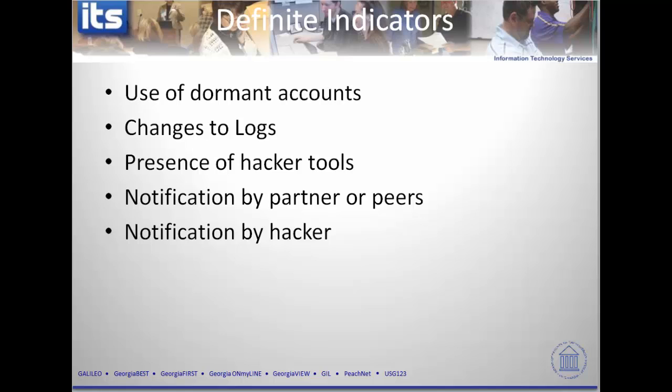Some definite indicators now that you have an ongoing attack. The use of dormant accounts that no one else is using. So if your daughter is away at college and her account logged into your computer last night, the odds are someone has compromised that account. Indications that there are changes to log files, presence of hacker tools, obviously. Again, notification by partners and peers that something is going on, and then notification by the hacker themselves. Sometimes they'll come in and let you know that they have broken into your machine.